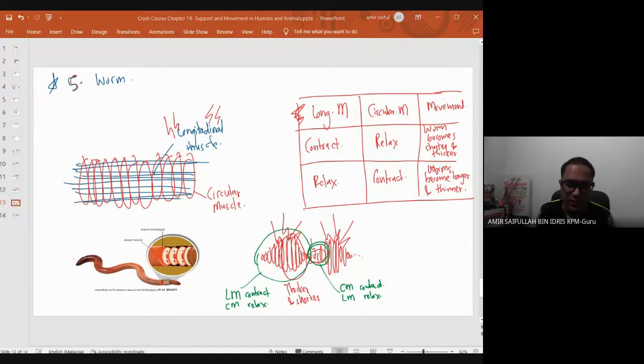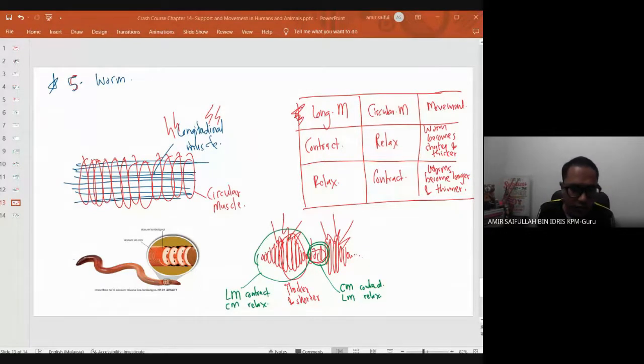Okay, guys? Clear? That is all for the movement in all the 6 types of animals. Human, we have leg and hand, and then the worm, the grasshopper, and so on. Okay, guys? If okay, can raise up the hand. No question? Okay.